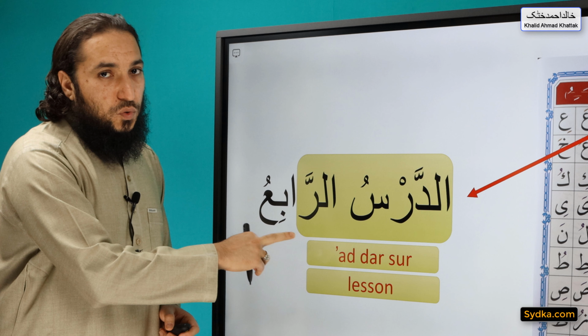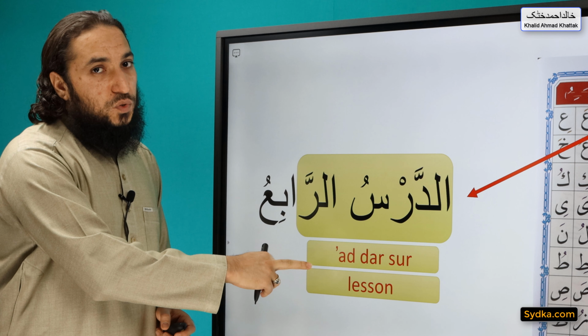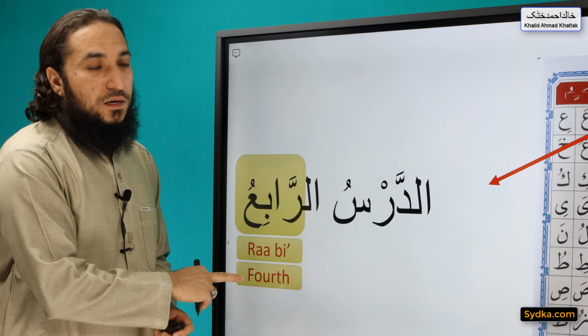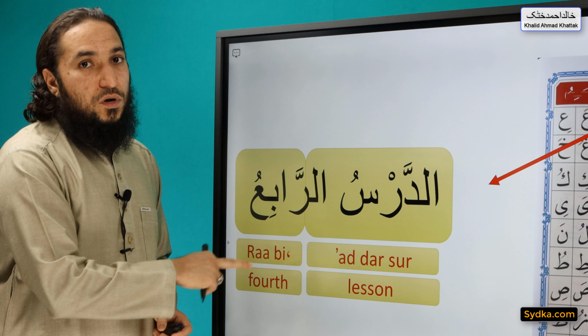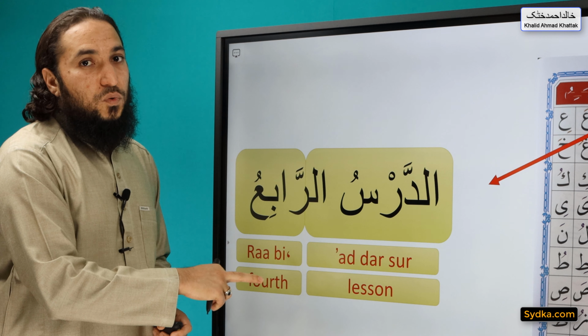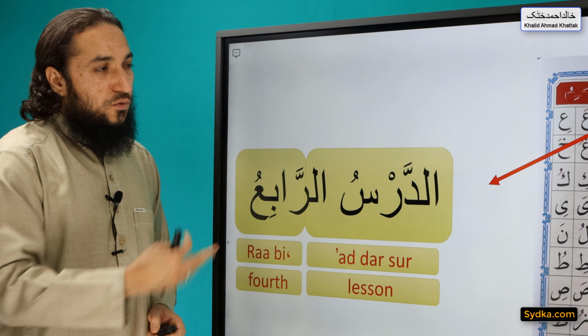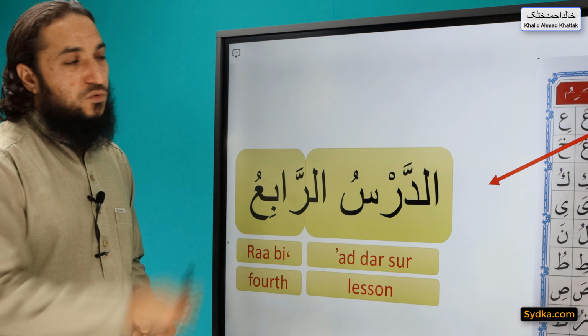So, الدرس الرابع. الدرس means lesson and رابع means fourth. So this is the fourth lesson of Al-Qaida Nuraniya.